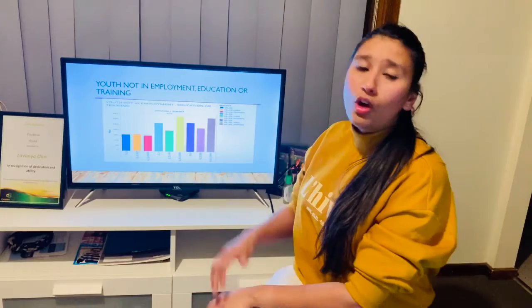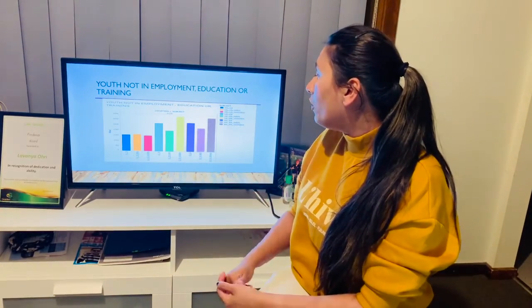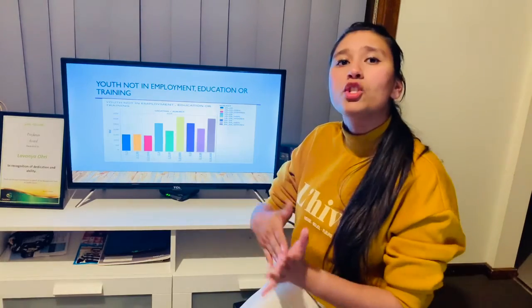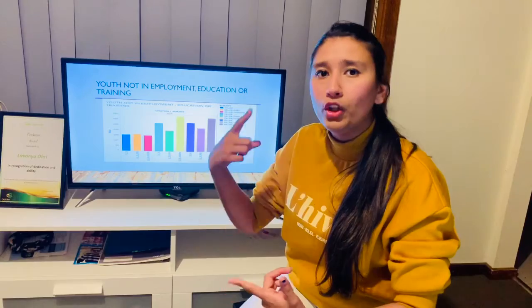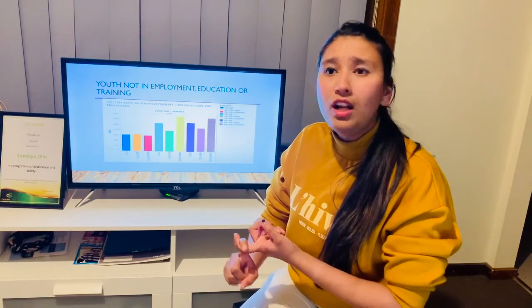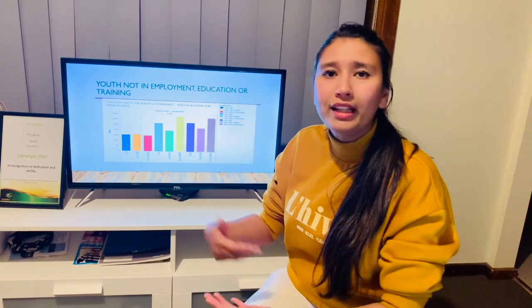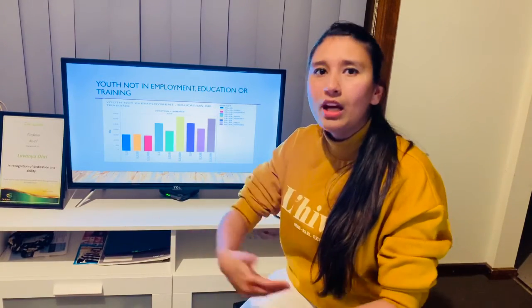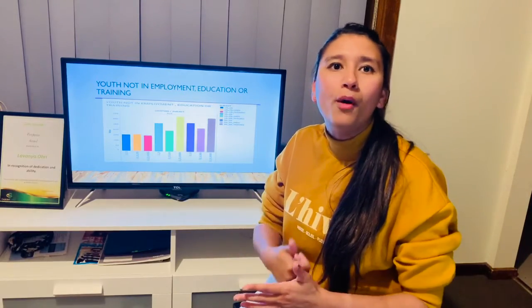Then youth not in employment, education or training. As per this graph, it is shown that the women of the age group of 15 to 29 are the ones who sit at their homes, are not even employed, not in any kind of educational sector, nor undergoing any form of training. So what are they doing? They're just sitting at home, doing their household chores, getting married, having their kids, but not in any form of educational area.